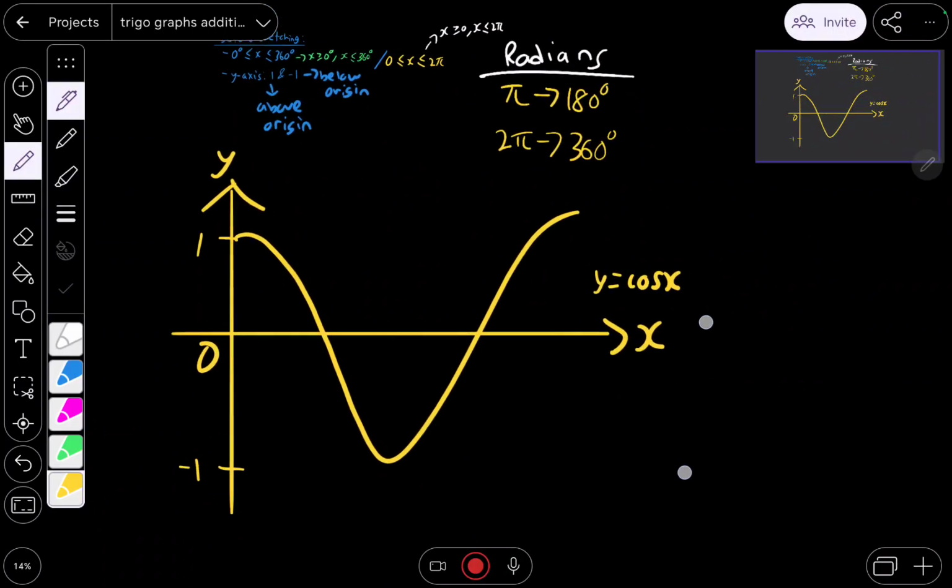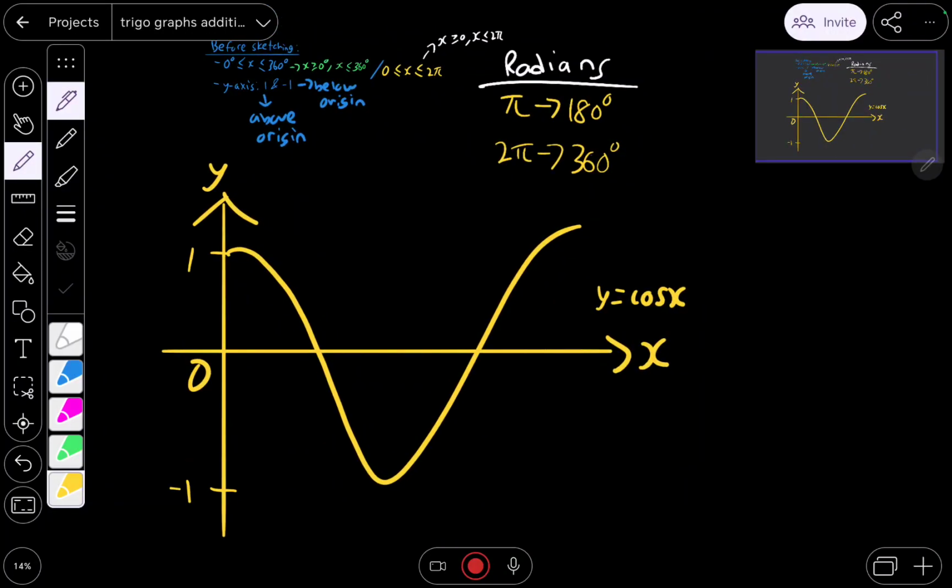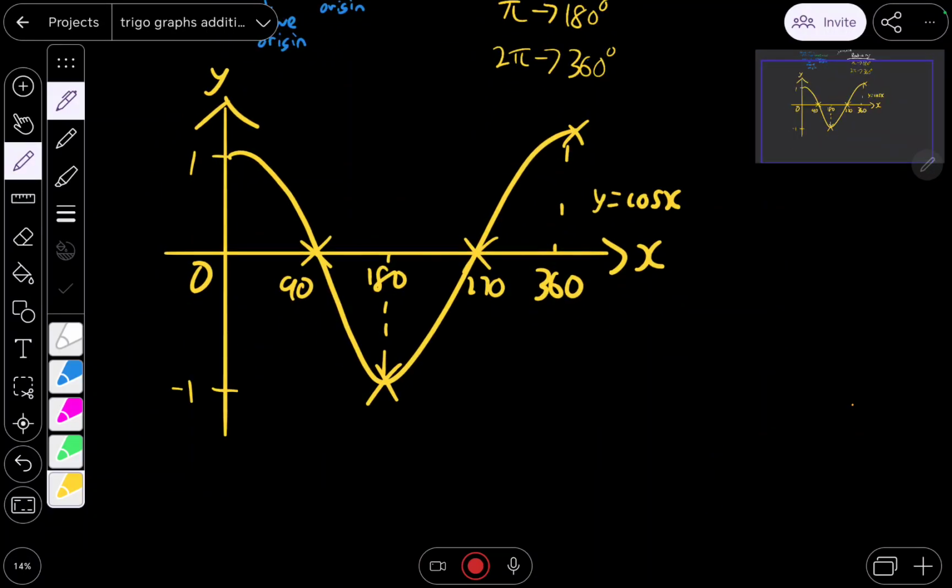Okay, and of course we have our coordinates here. So 1, 2, 3, 4. Okay, so we know this is 90, 180 over here, this is 270, and over here is 360. Okay, so I'll write yellow in degrees, white in radians.